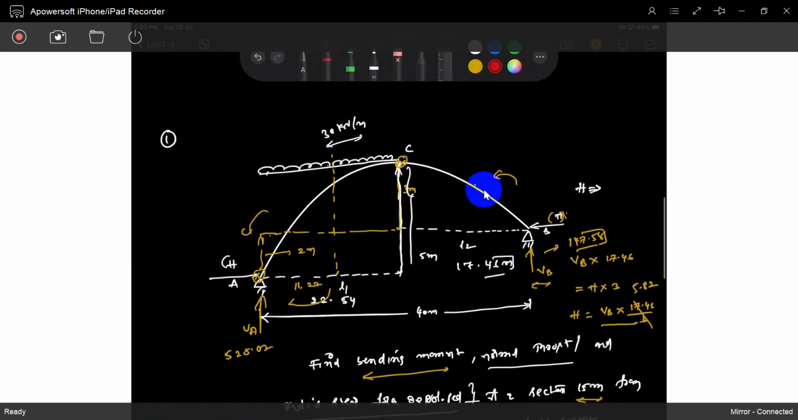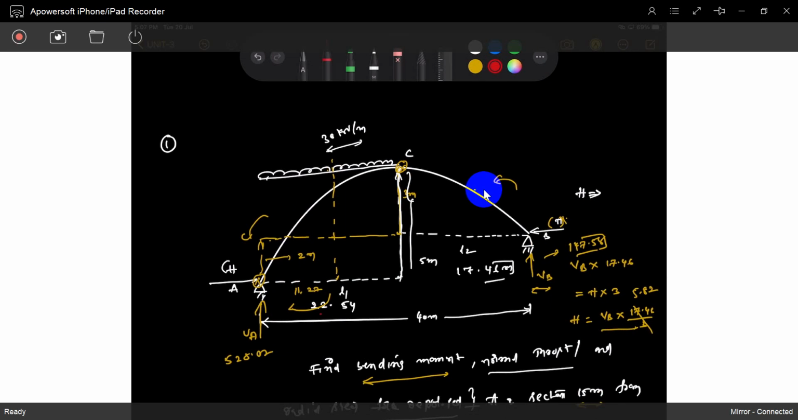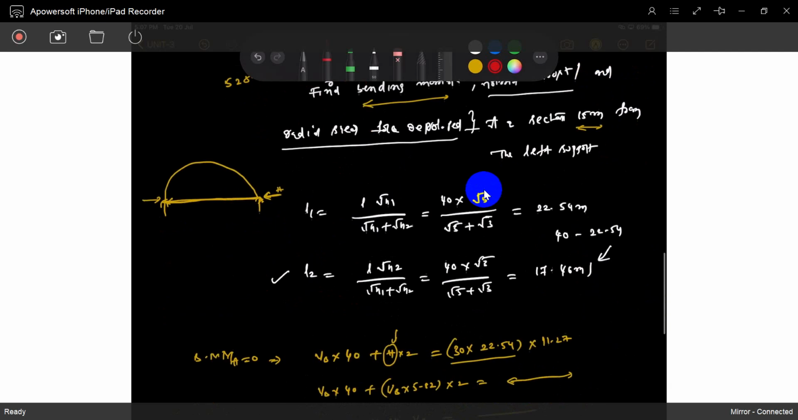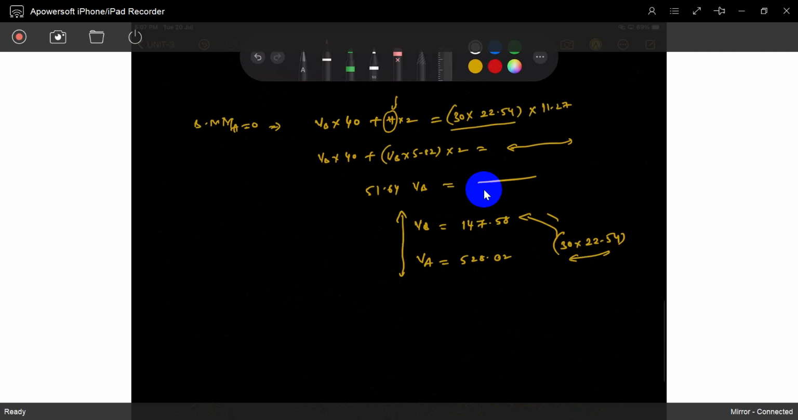15 meters. So see, it is 15 meters. This is the 24, maybe this; I will call it this. There is a 15 meters. What is the value of y at 15 meters? You can easily find out. How can you find out? y is equal to 4h by L square, x into L minus x.